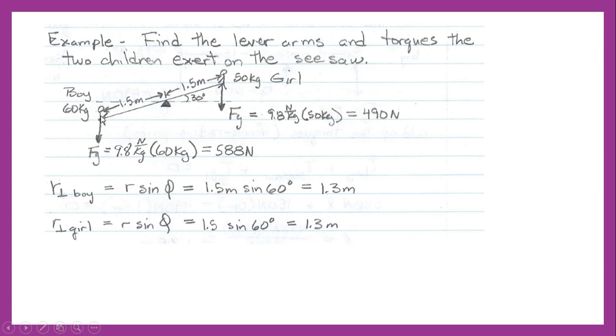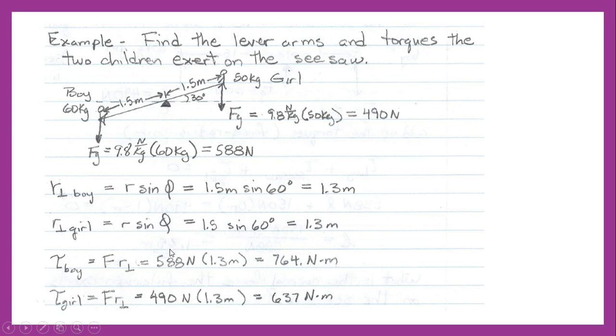To figure out this angle, we have to extend this lever line of action, and we can measure this angle, and it's 60 degrees. Up here, we don't have to extend it. We can go in this direction and measure from the lever vector to the force vector. Both of them are 60 degrees, so both the boy and the girl have a 1.3 meter lever arm.